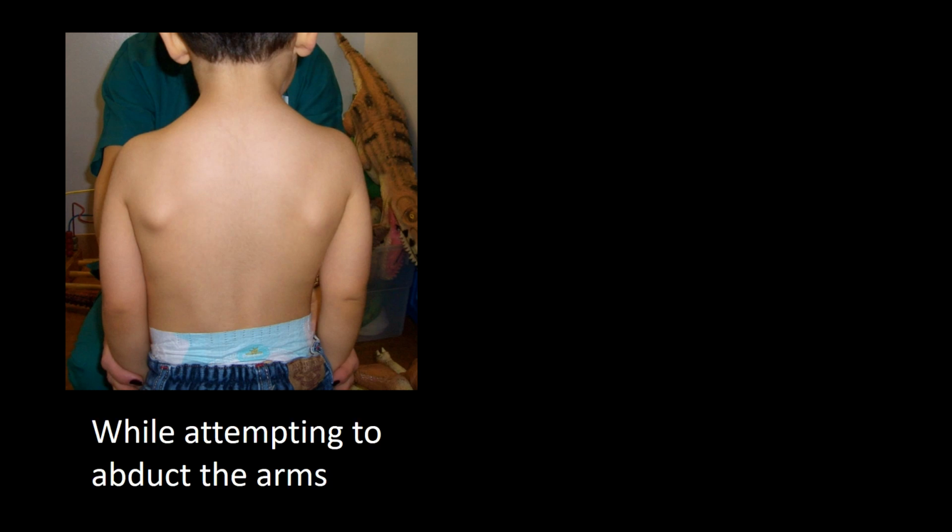I will use this patient to illustrate the use of shoulder flexion to evaluate the accessory nerve. This is an example of weak left trapezius. Notice that the left shoulder is lower than the right. This photograph was taken as the patient is attempting to abduct both arms while being resisted by the mother. The effort by the patient is being indicated by the arrows.